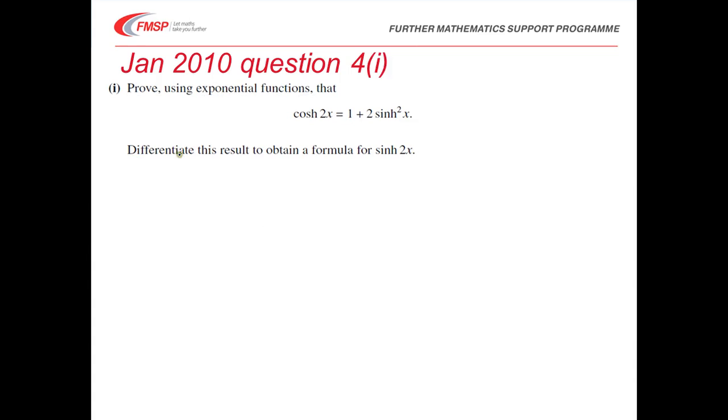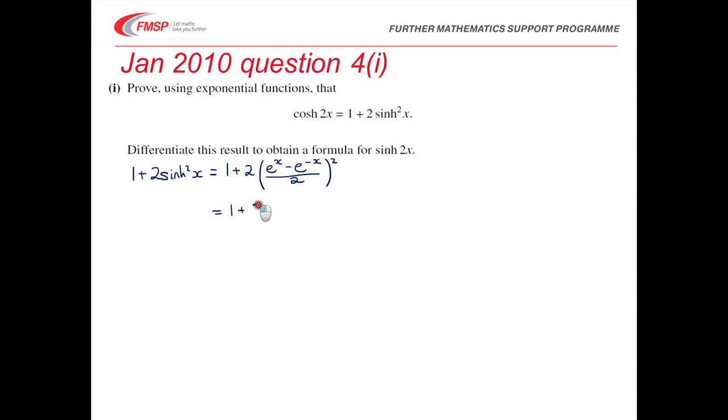Okay, for part 1 we've got to prove that result, and usually with these proofs it's best to start with the more complicated looking side, which in this case is the right hand side. So 1 plus 2 sinh squared x. It says use exponential functions, so let's do that. Replace sinh with e to the x minus e to the minus x all over 2, squared.